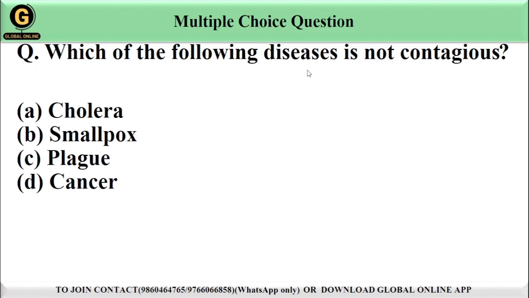It is caused by uncontrolled cell growth in the body. On the other hand, cholera, smallpox and plague are infectious diseases caused by bacteria or viruses that can spread from person to person. So the correct answer among the options is option D, cancer. Let's move to the next question.